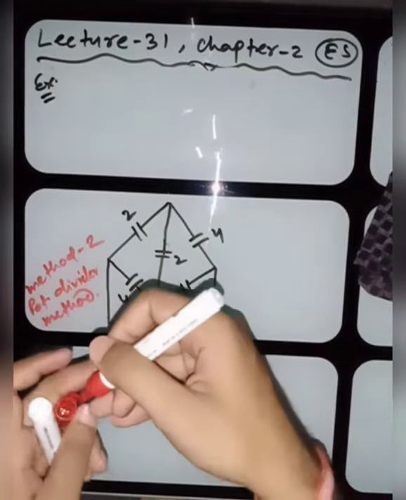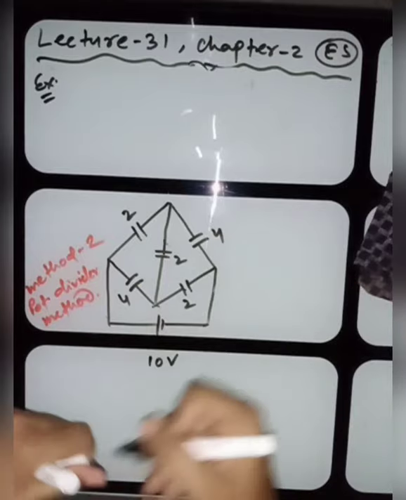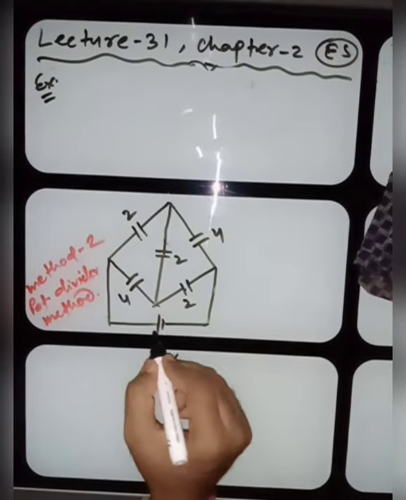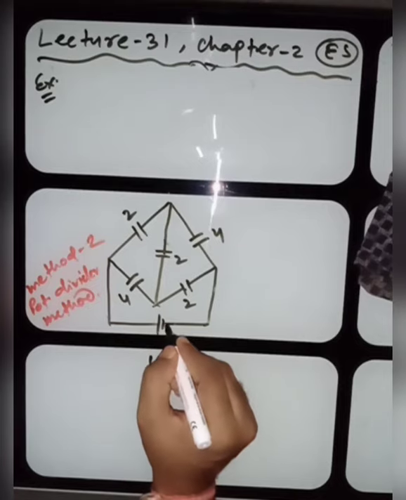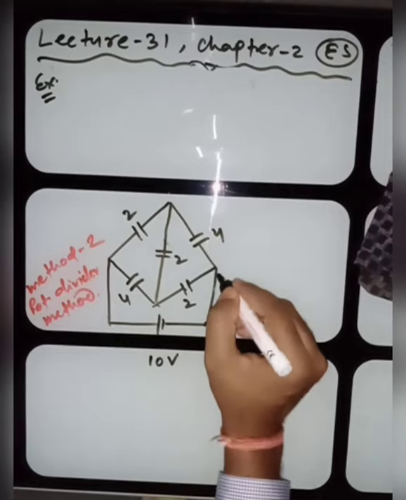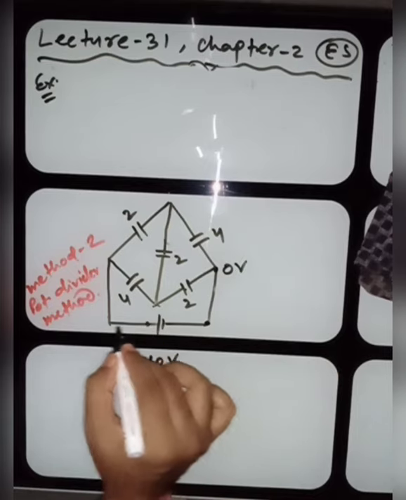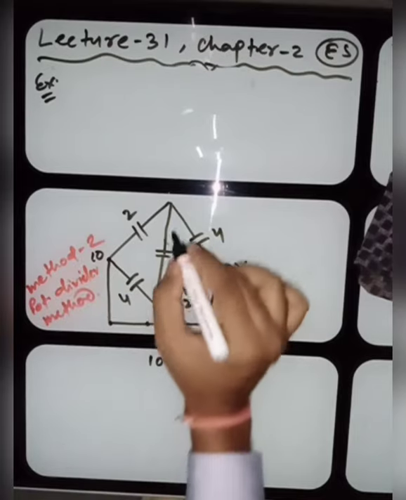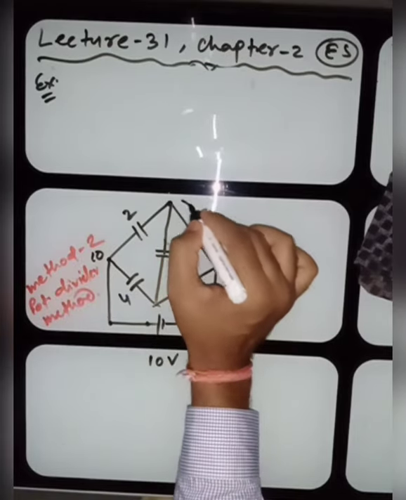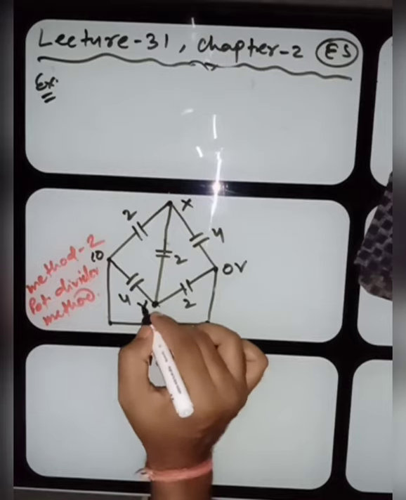My dear students, to use this potential divider method, remember you have to find the potentials. Suppose the potential of the circuit over here is 10 volt. What will be the potential at this point? 0. What will be here? Of course 0 volt. Potential over here is 10 volt, over here again 10 volt. Do you know the potential over here? No, let it be X. Potential over here, do you know? No, let it be Y.